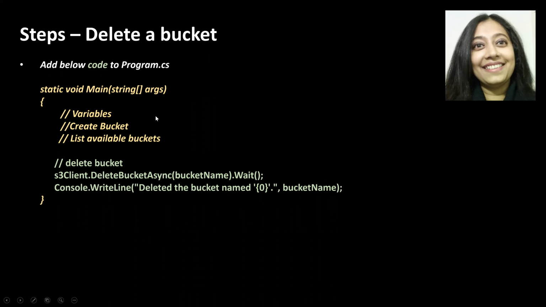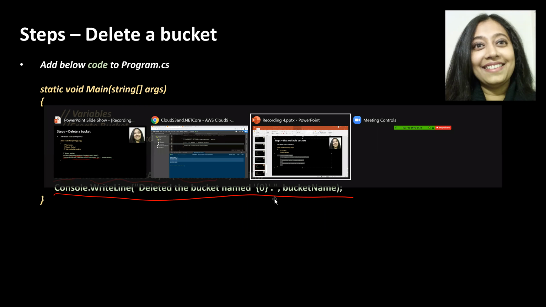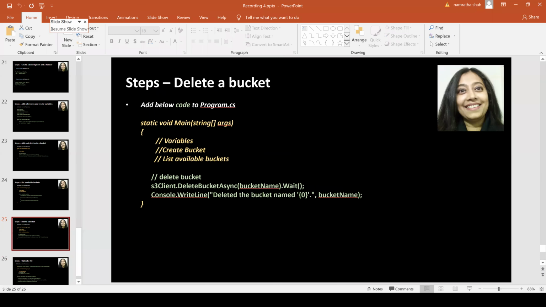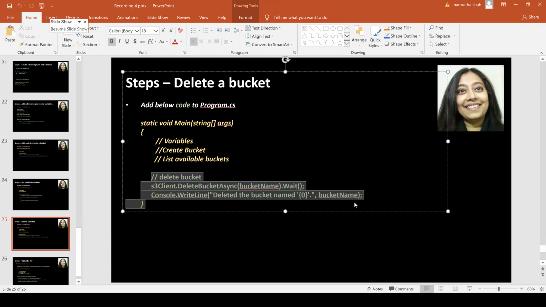Let us see how we can delete a bucket. And the way to do that is using your S3 client. You call this API, delete bucket async, with the bucket name, okay? And once the bucket is deleted, we will show this particular message on the console. Okay, so this is pretty straightforward. And let us go ahead and execute this particular piece of code, right? So it's right here.